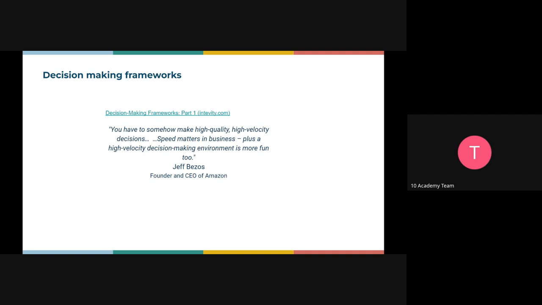So for this one, in business, you have to somehow make high quality, high velocity decisions. So he emphasizes that speed matters in business. You don't want to be doing one thing for like a whole month. Fail fast, fail forward, or win fast, win forward, and move on to the next thing. So he emphasizes that high velocity decisions are also more fun to make. I guess this also comes with taking risks, but yeah.